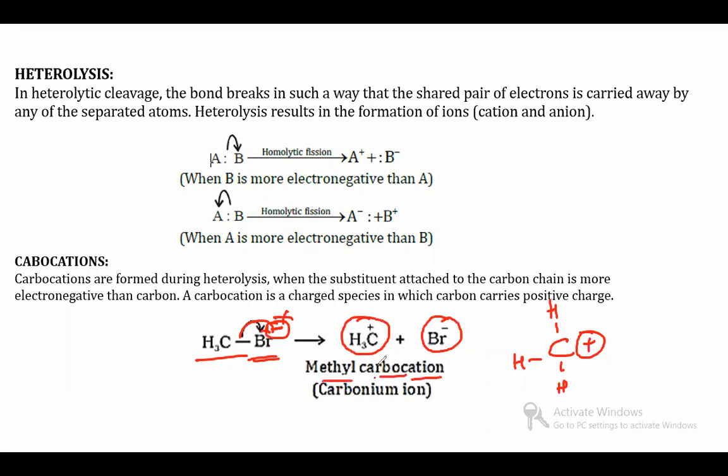Carbon will be bearing a positive charge and the three hydrogens are attached. Carbon number 1 methyl, less than 1 hydrogen is methyl carbocation. This can also be called carbonium ion. Carbonium ion is a carbocation. Methyl carbocation is called carbonium ion. CH3 plus, carbon will be forming a positive charge. Okay, this is carbocation.